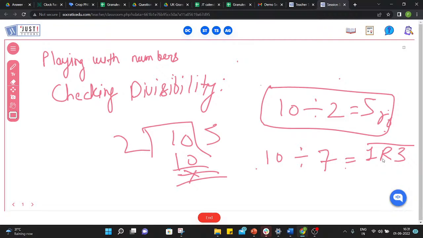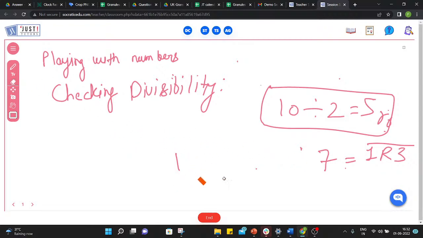So in order to check whether a number is divisible by another number, we can just see whether dividing this number by that number is giving us a remainder or not. When we are getting a remainder, that means not divisible. When we are not getting a remainder, that means divisible. So let me write it in brief.